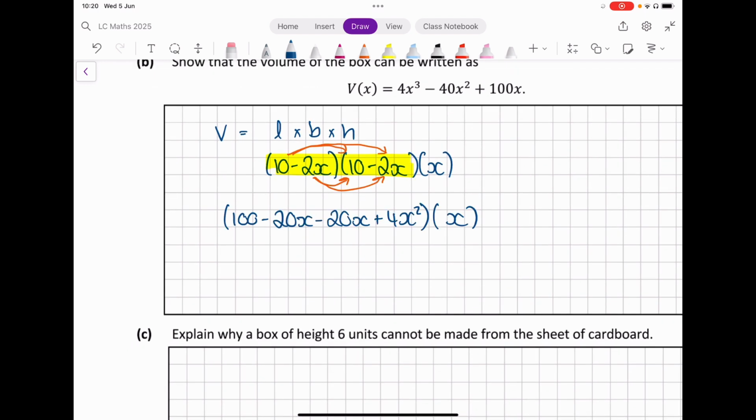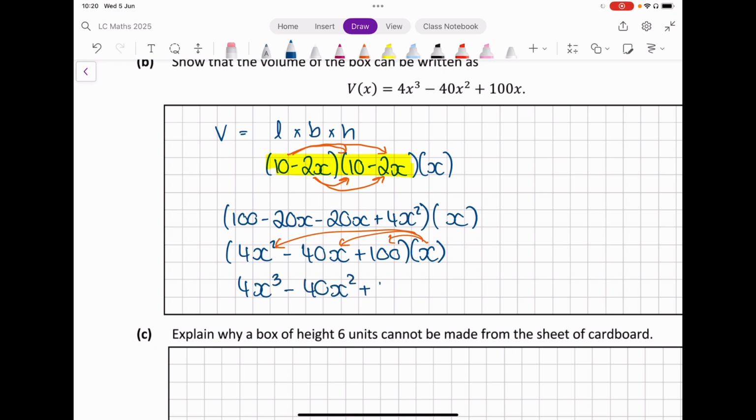Okay, so let's tidy up the inside. I'm going to put my x squareds first. So 4x squared minus 40x there. And then we have our plus 100. And that all has to be multiplied by x. And remember, that x is going to have to multiply by that, and by that, and by that there. Okay, so we get 4x cubed minus 40x squared plus 100x, and then that is my answer that they have in the question.